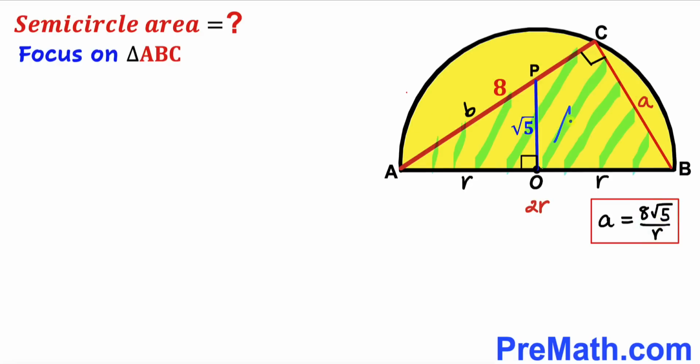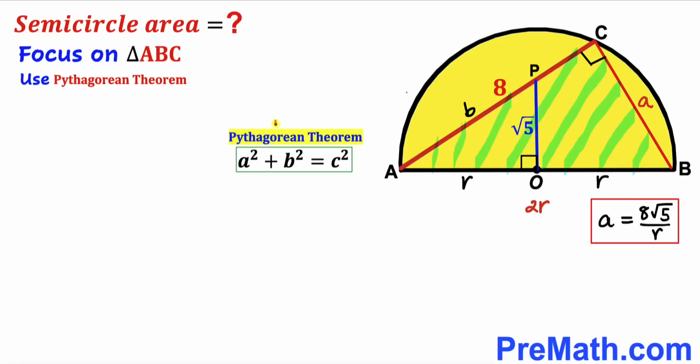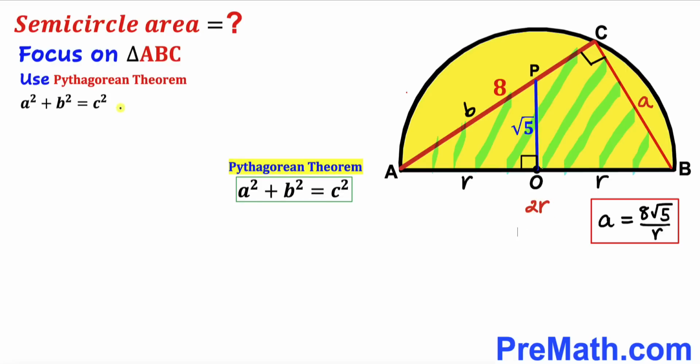Let's focus on this right triangle ABC, whose side lengths are 8, lowercase a, and 2 times r. And now we are going to use the Pythagorean theorem on this triangle. And here's our Pythagorean theorem: a square plus b square equal to c square. In our case, 2r is our longest side, which is our hypotenuse. So let's go ahead and fill in the blanks in this formula.